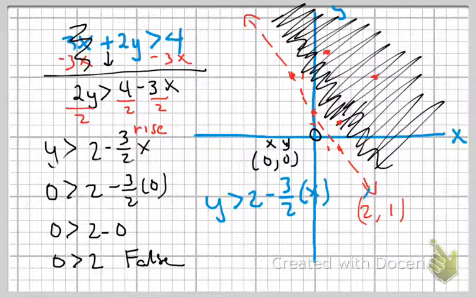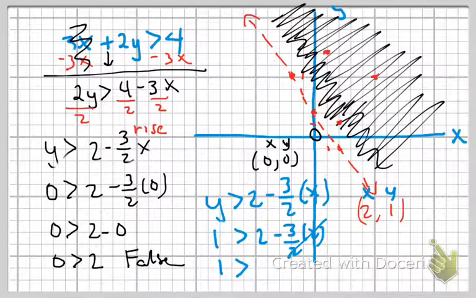Alright, so this is my x value, this is my y value. So I'm going to put a 2 for x and a 1 for y. So 1 is greater than 2 minus 3 divided by 2 times 2. These cancel out, so we got 1 is greater than 2 minus 3, and 2 minus 3 is negative 1. Is 1 greater than negative 1? Yes, so that statement is true. And so that should be the side that's shaded, and it is after we did that.